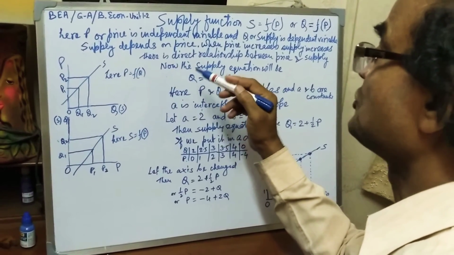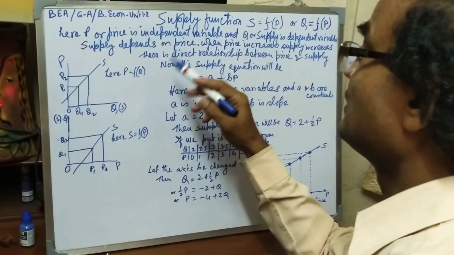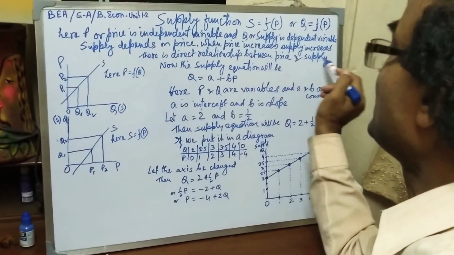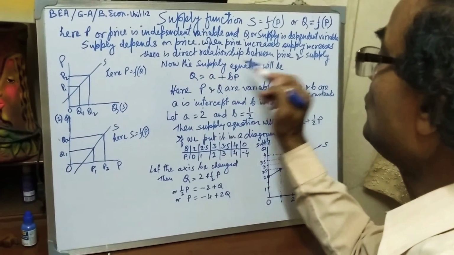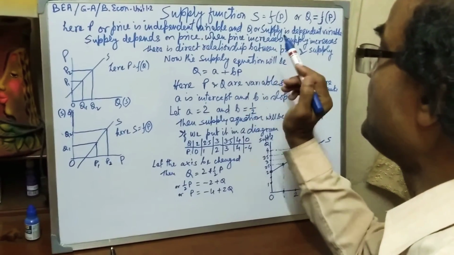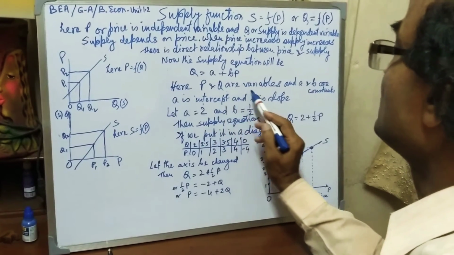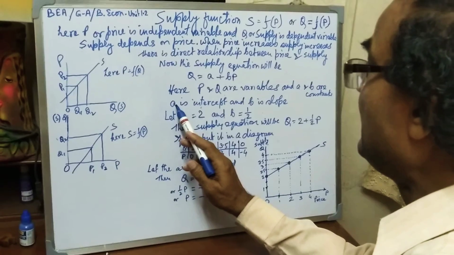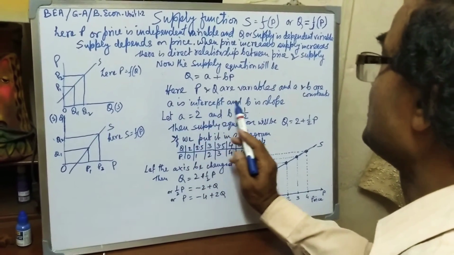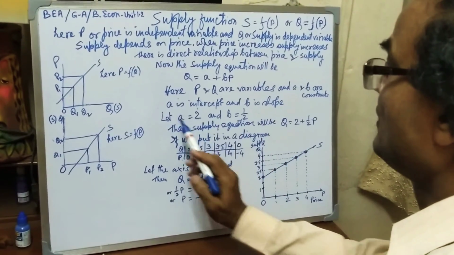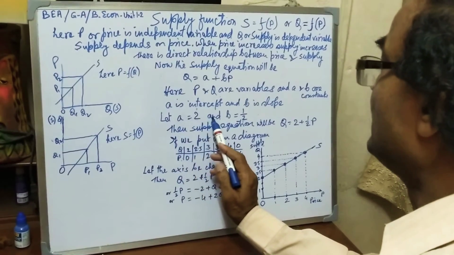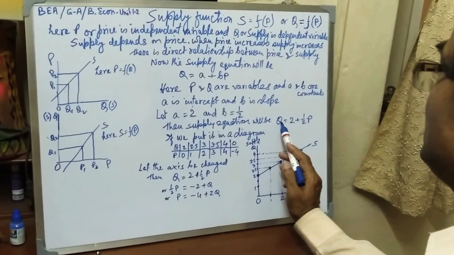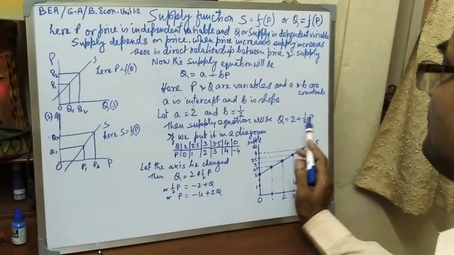Supply is a function of price, or rather in a different form, there is a direct relationship between price and supply. The supply equation will be Q equal to A plus BP. Here, P and Q are variables and A and B are constants. A represents the intercept and B represents the slope. Let A equal to 2 and B equal to 1 by 2. Then the supply equation will be Q equal to 2 plus 1 by 2P.